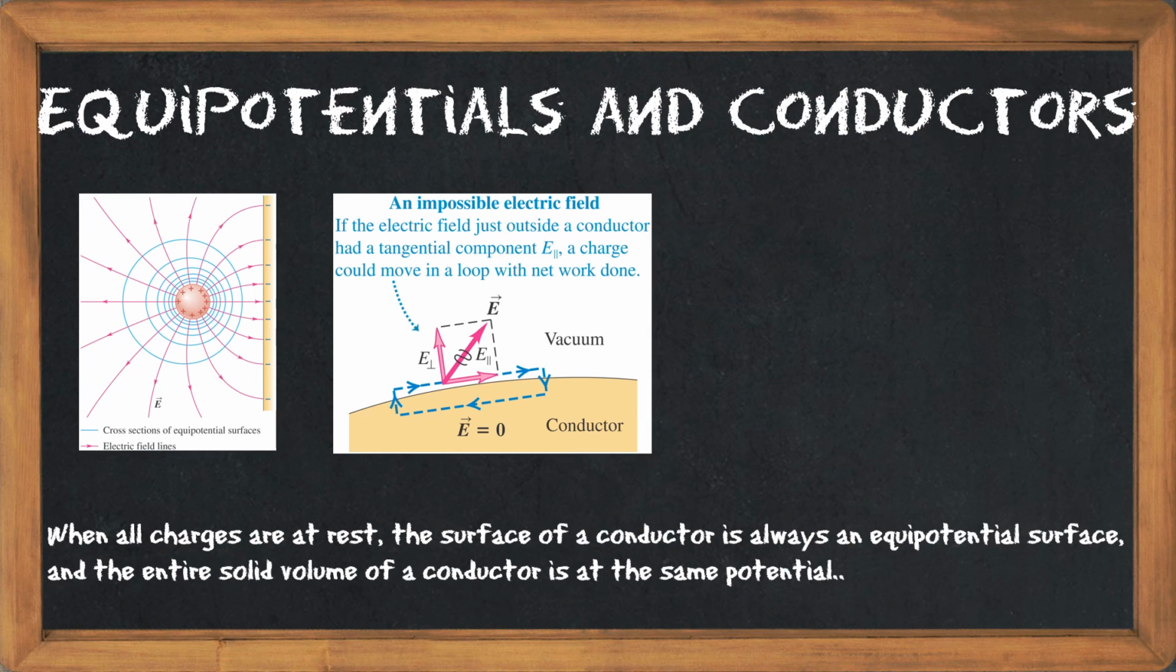When all charges are at rest, the surface of a conductor is always an equipotential surface. Since the electric field E is always perpendicular to an equipotential surface, we can prove this statement by proving that when all charges are at rest, the electric field just outside a conductor must be perpendicular to the surface at every point. In particular, at any point just inside the surface, the component of E tangent to the surface is 0. It follows that the tangential component of E is also 0 just outside the surface. It also follows that when all charges are at rest, the entire solid volume of a conductor is at the same potential.